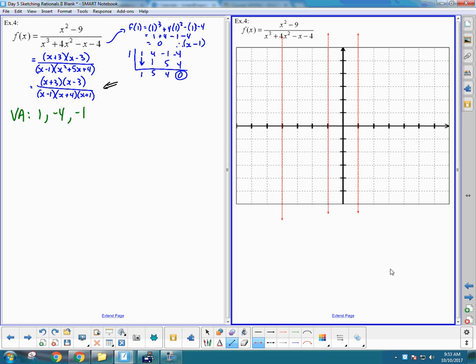Because there's 3 vertical asymptotes, we're going to have to do 3 test points. And what I'm going to ask you to do is just pause the video for a second, and you're going to have the opportunity to investigate all of the left and right sides of these vertical asymptotes on your own, and I'll show them to you quickly.